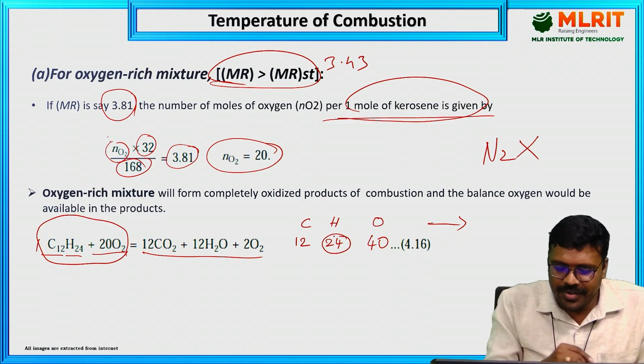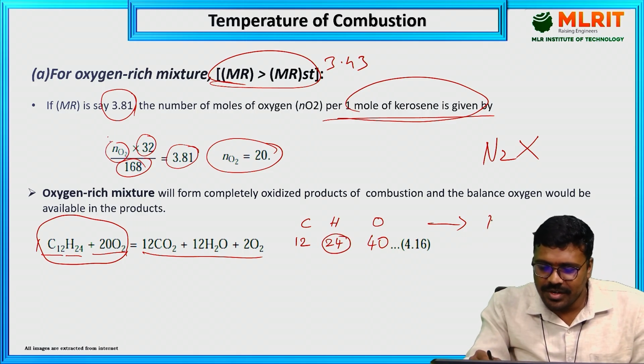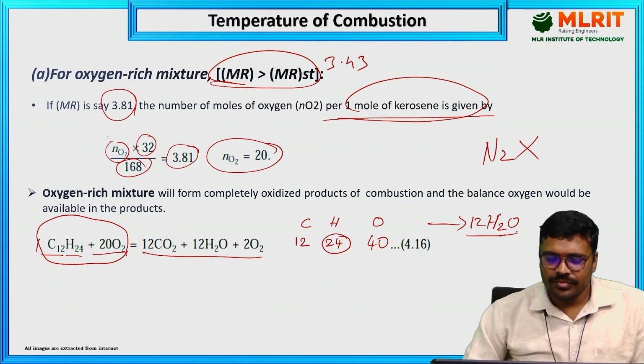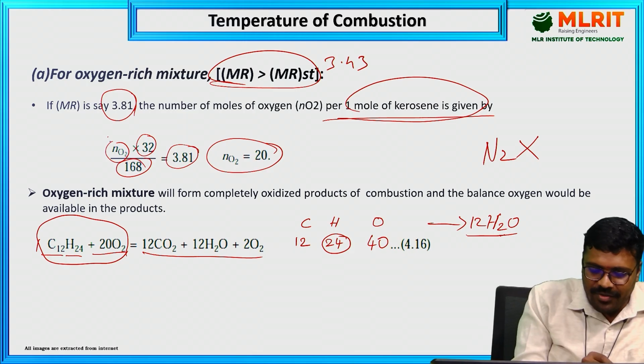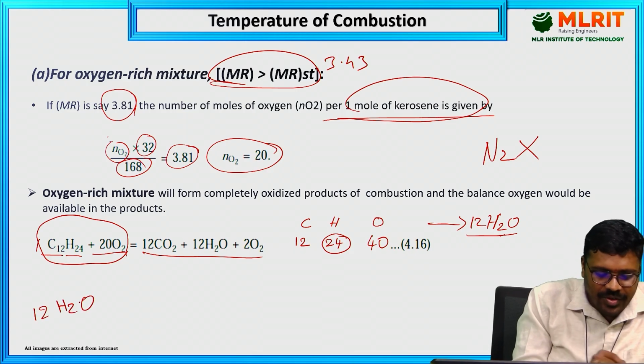24 hydrogen atoms react with oxygen to form H2O. How many moles of H2O will form? 12 moles. 12 into 2 is 24, right? So it will form 12 moles of H2O. I will write this equation here. 12 moles of H2O will form.